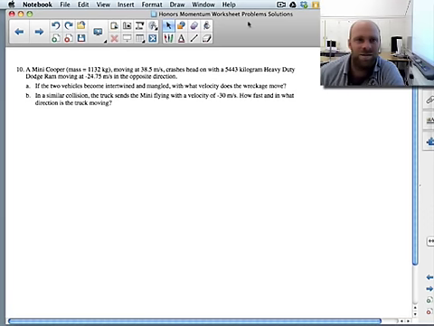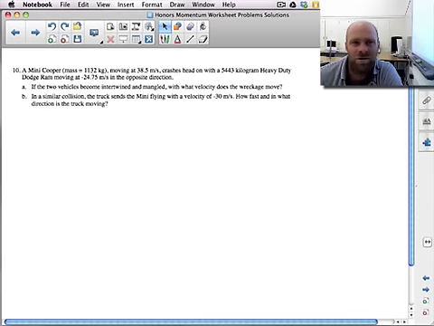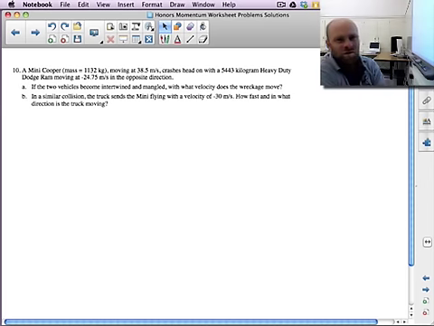And it says the two vehicles become intertwined and mangled. So they stick together. With what velocity does the wreckage move? Okay, let's do that first. And then part B is, in a similar collision, the truck sends the Mini flying. Well, that's like the video you saw. So the video you saw was like part B. Part A, the two vehicles become intertwined and they stick together. Part B, we're going to assume they bounce off of each other. Okay?